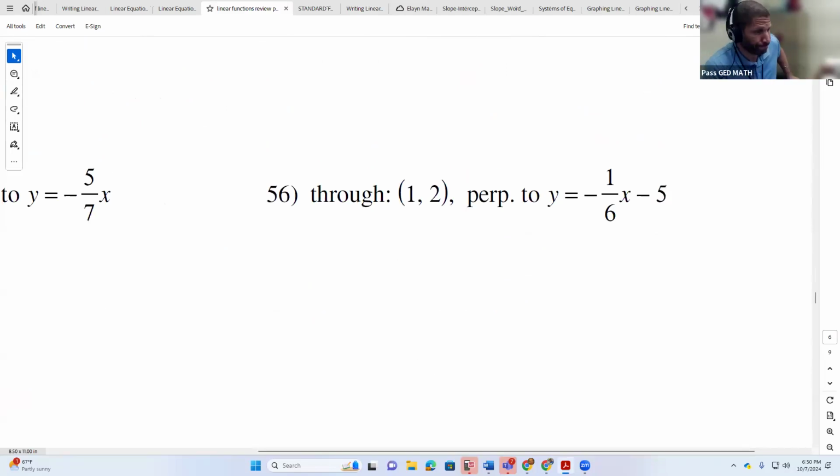Again, you're doing the same thing. I don't care what the problem is, you should be identifying your givens. What do you know from what they're giving you? They gave you a point. That's my x and my y. I've got to take my time and go slow.